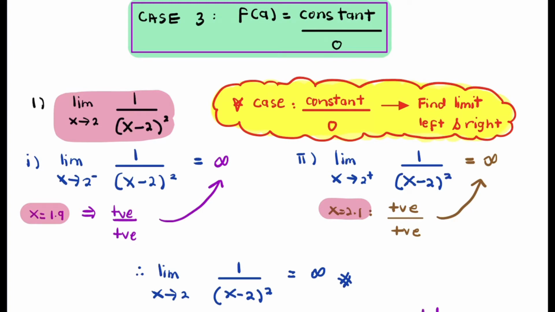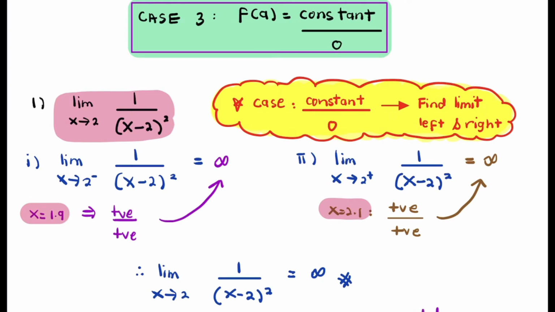So let's try limits from the left first. Limit of this function 1 over (x minus 2) squared as x approaches 2 from the left. Actually, we know the answer will be either infinity or negative infinity because 1 over 0 will result in positive infinity or negative infinity. However, we are not sure about the sign, whether it's positive or negative. That's why we need to find a limit from the left hand side and also the right hand side. Let me show you how to do this.